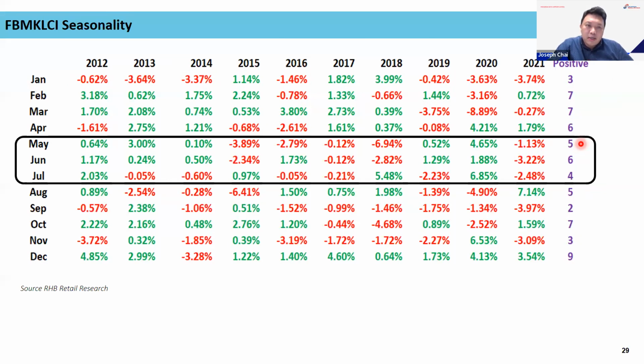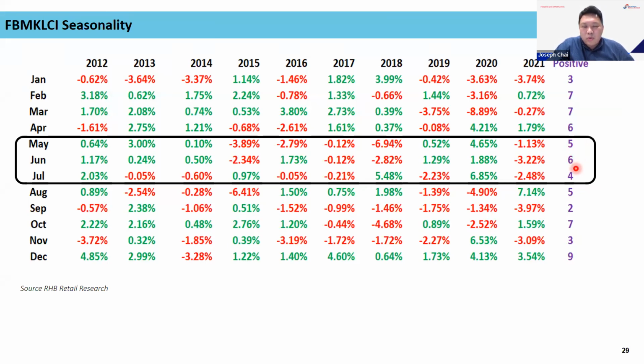Now, the good news is here, ladies and gentlemen. If you forget or don't remember what I told you before, this is a very important message. In the month of June, for the last 10 years, there are 6 times that the KLCI is positive, which means in very layman terms, May is a bearish month, but June is a bullish month. I hope this is a message that you can get.